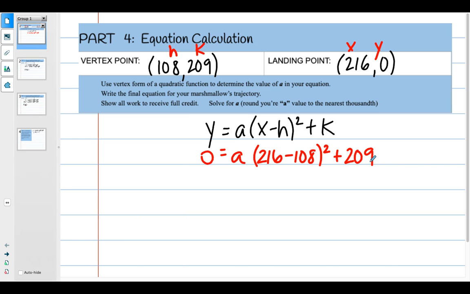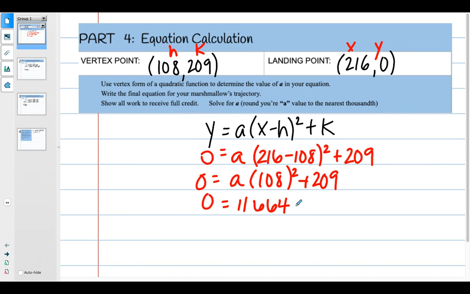So we're going to use our PEMDAS skills, and we're going to start inside, and we're going to do 216 minus 108. So we're going to say 0 is equal to a, times the quantity 216 minus 108, which is 108, squared, plus 209. We're going to do one more step together. That 108 quantity squared is going to get me 0 is equal to 11,664, and then I'm going to put the a after it. They're getting multiplied together, plus my 209.